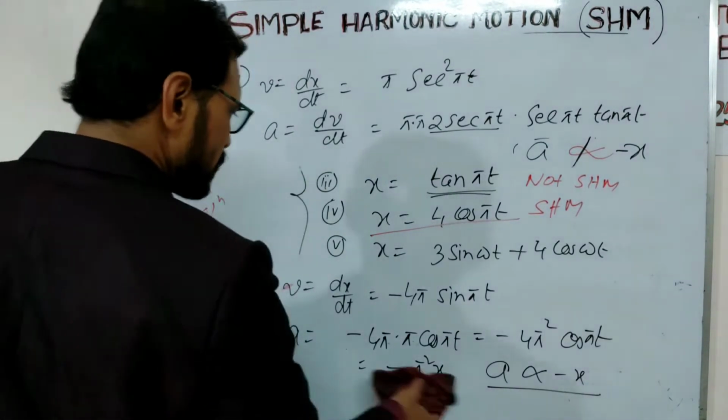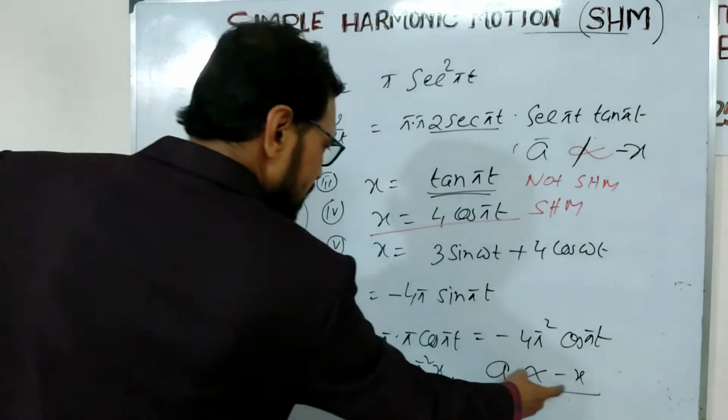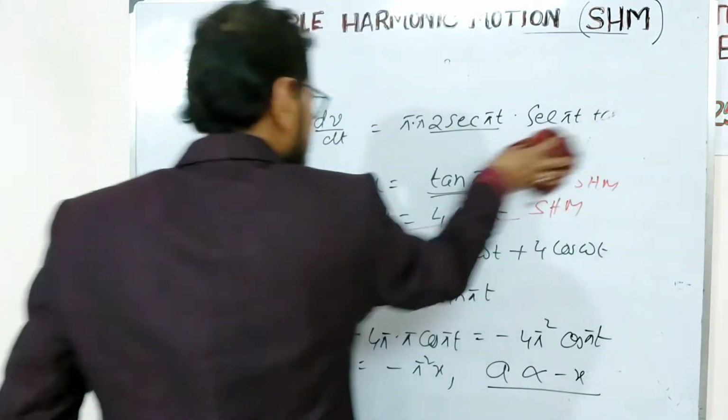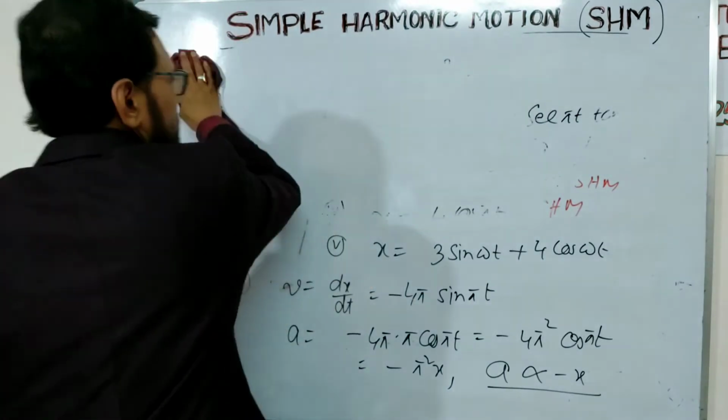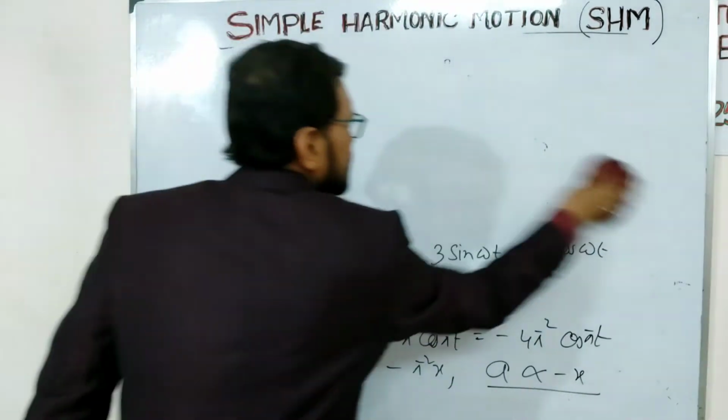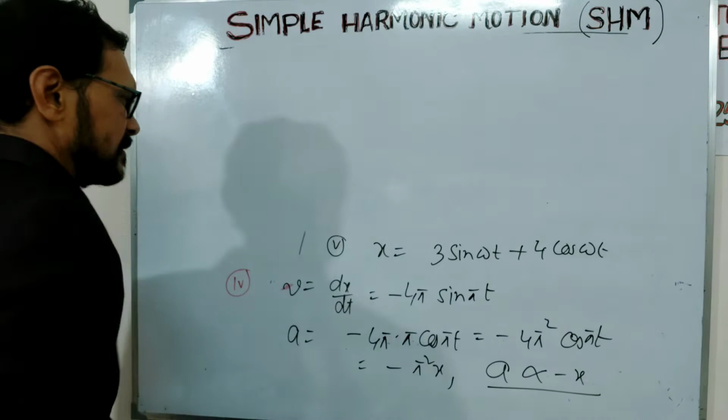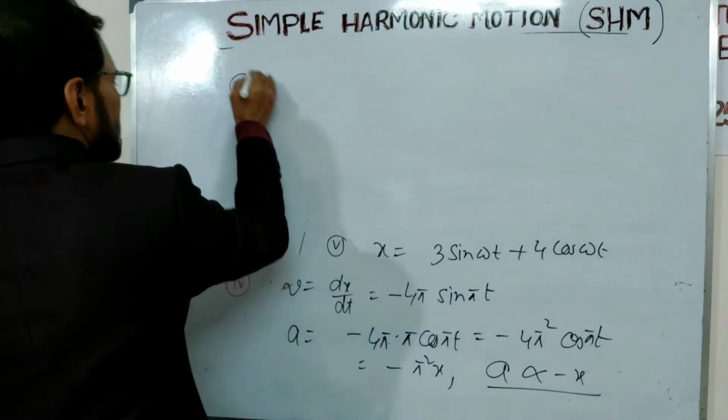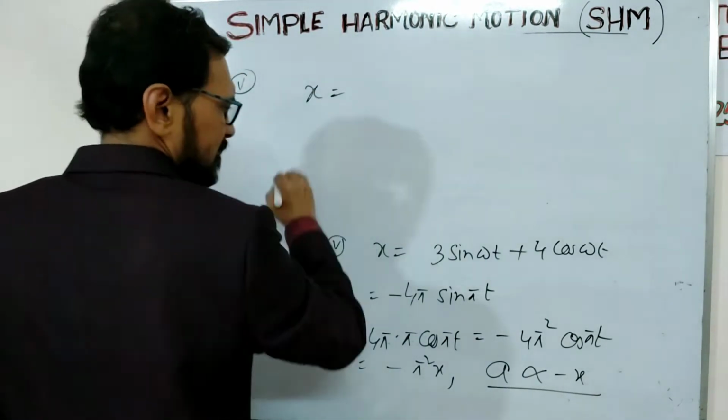This is SHM. A is proportional to minus x, so this is SHM. Now for 5, x equals this.